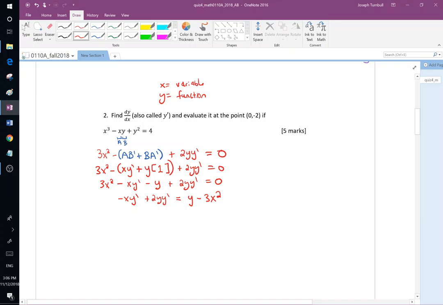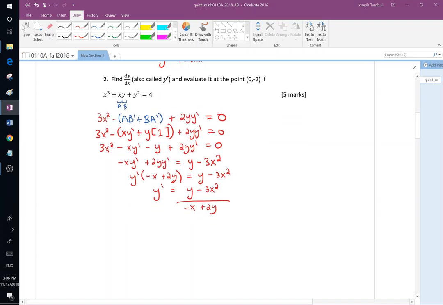Next step in rearranging is to factor out y prime from both pieces on the left. So we have negative x plus 2y. The right hand side doesn't change: y minus 3x squared. And finally we can write y prime is equal to y minus 3x squared over negative x plus 2y. Almost done the question.